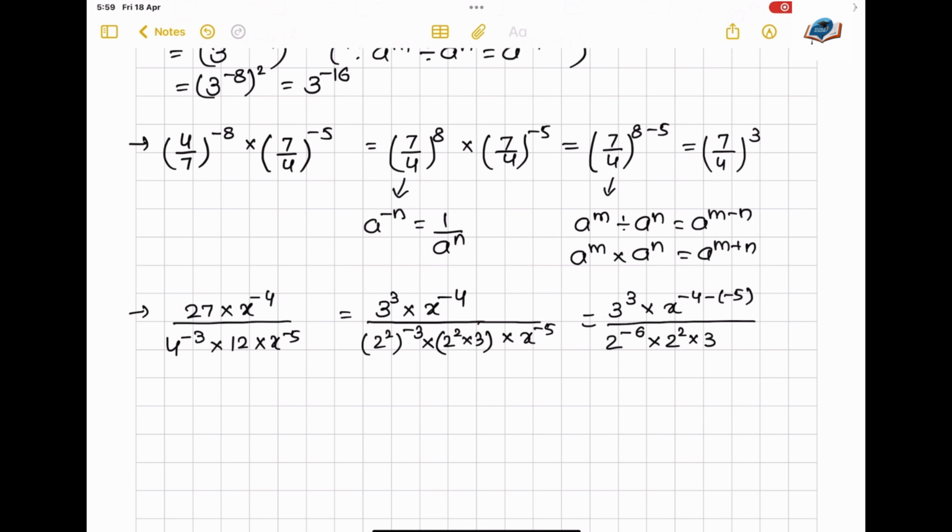See, now 3 I am making it together, so 3 cube minus 1 into x raised to minus 4 plus 5 will be 1 into 2 raised to minus 6 was down. So when it comes up, it will be 6 because inverse of that. Or I can even do it like this.